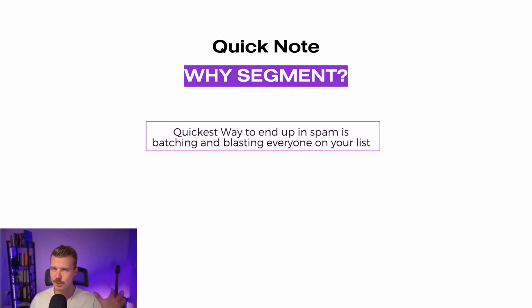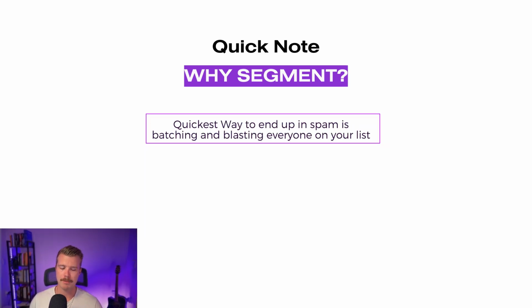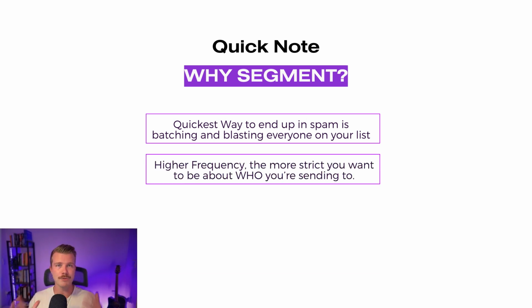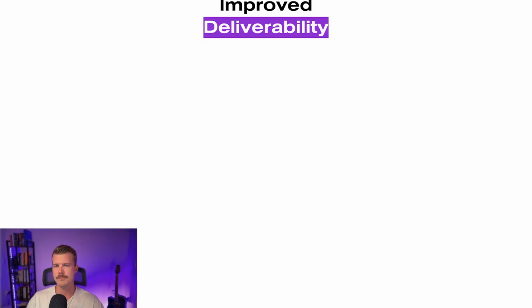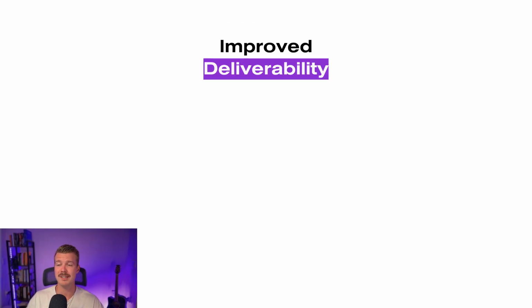So what's the point in segmenting? The quickest way to end up in spam is by batching and blasting every single person on your list. Not only does that increase your opportunity to end up in spam, but it also just pisses people off. And the higher the frequency that you have with your email campaigns, the more strict you want to be about who you're sending to. So with segmentation, improved deliverability is a huge thing.